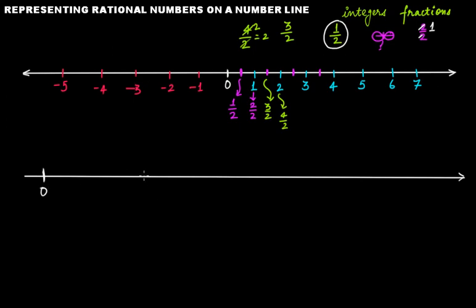So let's say this is 0, this is 1, this is 2, this is 3, and here it is 4. Now if I ask you to represent 7 over 3 on this number line. Now clearly 7 over 3 is a fractional number. This denominator 3 tells you that the unit has been divided into 3 equal parts. A unit, or one thing, has been divided into 3 equal parts.